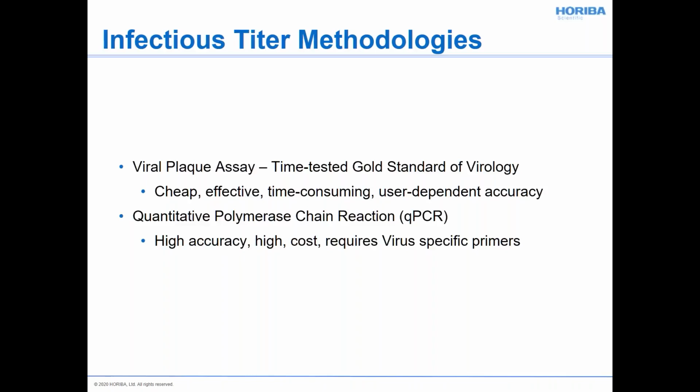A second is quantitative polymerase chain reaction, qPCR. It is accurate, it's expensive, and it does require virus-specific primers. And so you kind of have to have your whole system very well characterized to use qPCR.